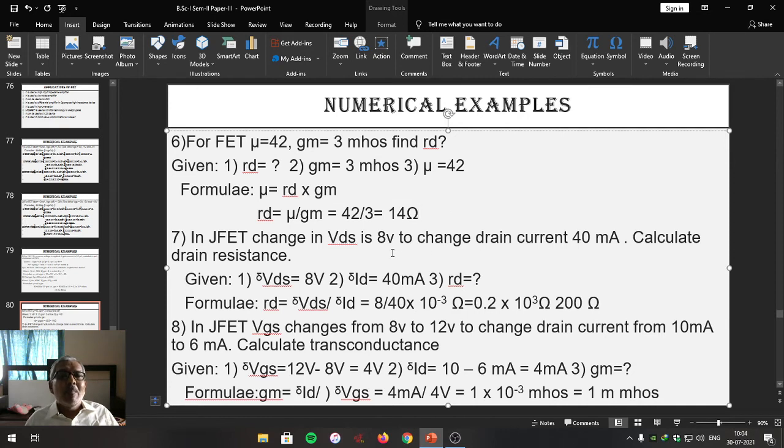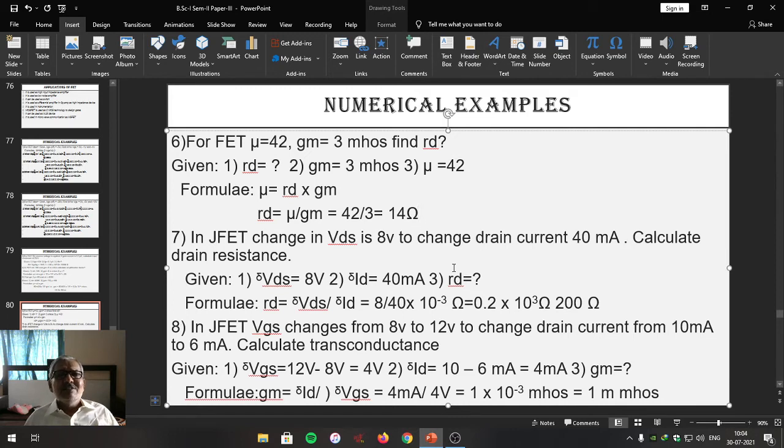Next example, in a JFET, change in VDS is 8 volt, to change the drain current by 40 milliampere. Calculate drain resistance. So change in drain current, delta ID, is given as 40 milliampere. Delta VDS is given as 8 volt. Drain resistance, rd, is to be calculated.